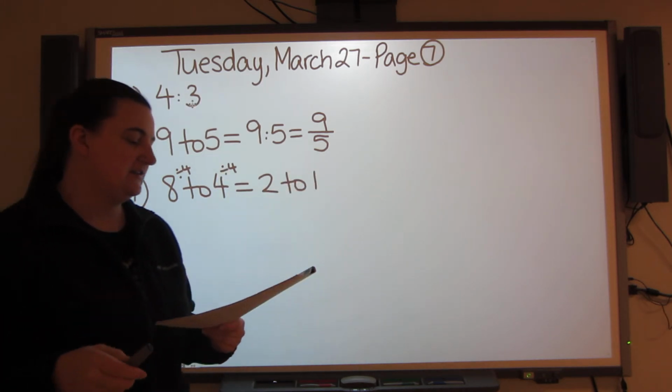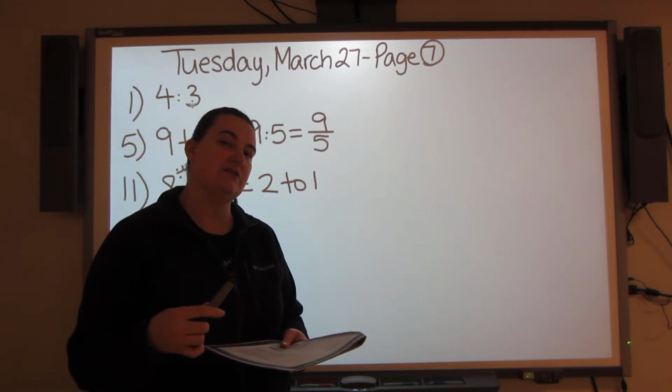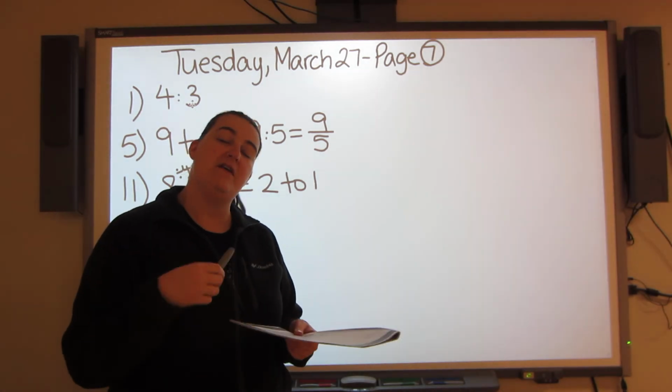So all the questions, 11 all the way to 20, you're just taking those ratios, written however they're written, and finding lowest terms.